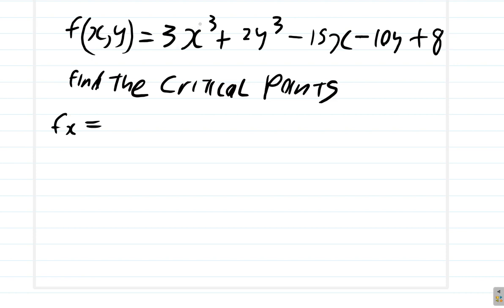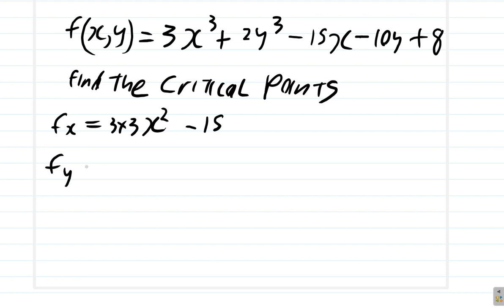So to differentiate this, we have 3 times 3x to the 3 minus 1, which is x to the 2. Now, we're differentiating with respect to x, so 2y cubed would be a constant. When you differentiate that, we get 0. And we have minus 15. When you differentiate 15x with respect to x, we get 15, and the other terms give 0, because those are considered constants.